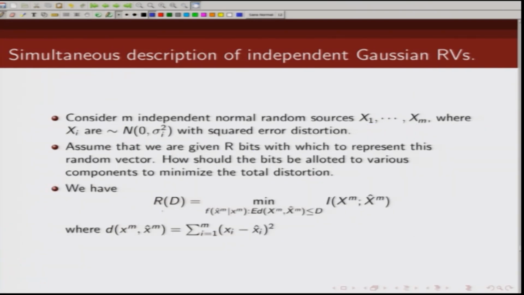Now from the definition of the rate distortion function, we know that the rate distortion function can be written as the minimum mutual information between the source sequence x of m and this reproduced signal x hat of m, and this minimization is over conditional distributions such that the expected distortion constraint is satisfied.